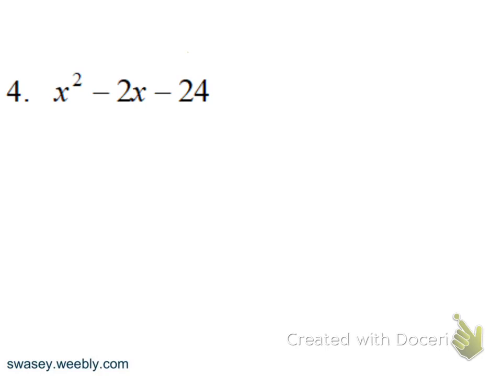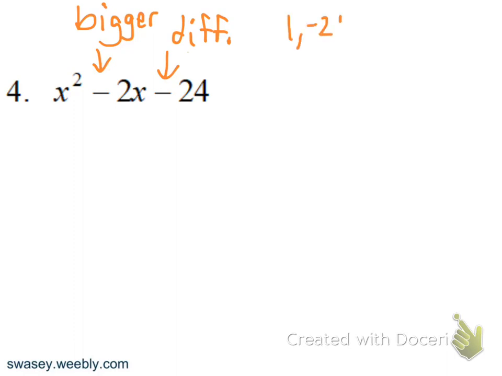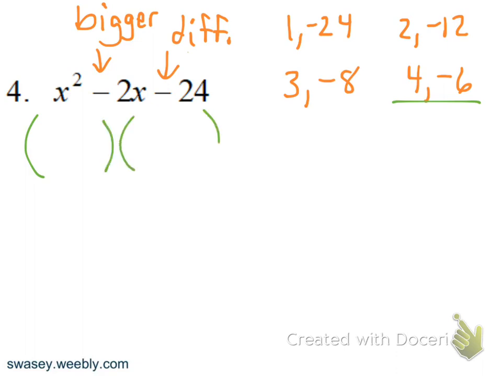Bigger number here, we got different signs. Bigger one is negative. Two numbers that multiply to get negative 24, and the bigger one is negative. So 1, negative 24, 2, negative 12, 3, negative 8, 4, negative 6. Which pair adds up to negative 2? That's 4 and negative 6. So we'll have factors of x plus 4, x minus 6.